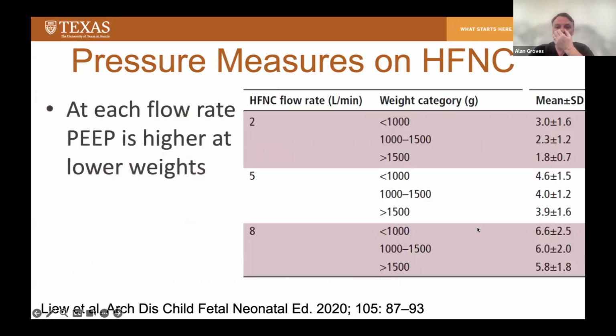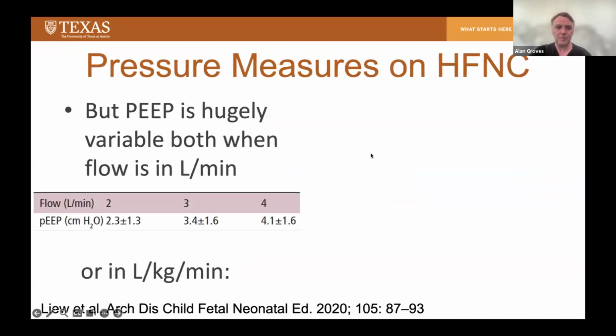Not dazzling information, but again, I want to focus that the size of the baby, i.e. the flow rate in liters per kilo per minute, also has a factor. So for babies on 2 liters, a baby under 1 kilo is getting a lot more PEEP than a baby over 1.5 kilos, and the same at each of these different flow rates, 2, 5, and 8. I could have shown you every liter per minute rate. They all follow the same pattern, but I didn't think that would be terribly helpful for you.